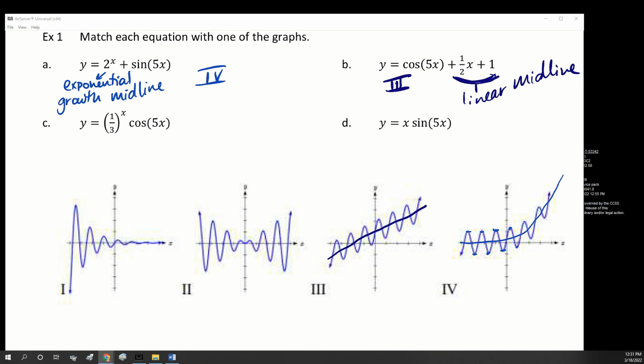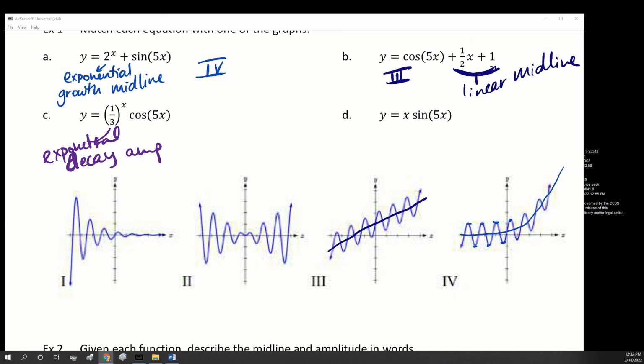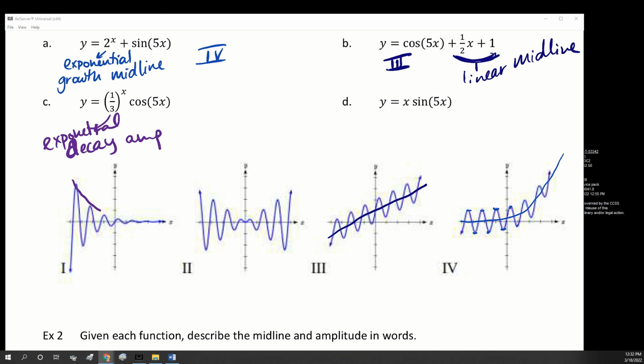Okay, so this time is a multiplication. So that's going to change the amplitude. What kind of graph is that? 1/3 to the x. It's exponential decay. And that's going to be the amplitude. So it's going to look more like these, where it's oscillating in between two functions. So we have an exponential decay function like this, and then the reflection of it, and it's oscillating in between those. That's going to be 1.